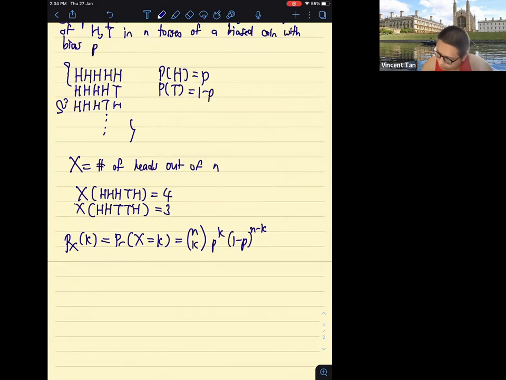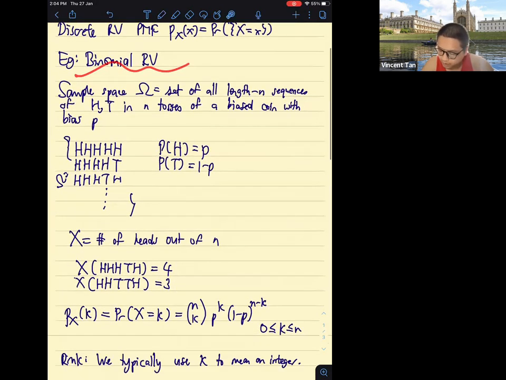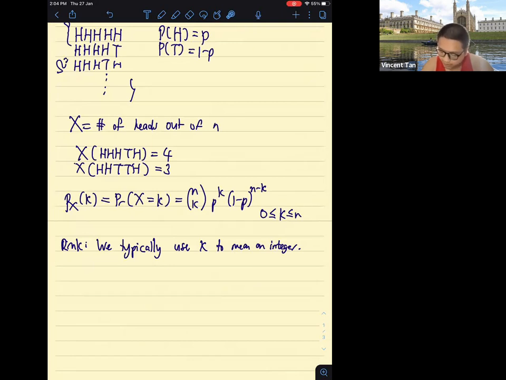One has to be careful that k ranges over all the integers from 0 to n. I just want to remark that we typically use k in this class to mean an integer, a whole number. A binomial random variable can only take on integer values, the integers from 0 to n, and hence we use k. There's nothing wrong with using x as well; it's just that there are too many x's around. By convention, we use k. You can use m if you want, but whatever.